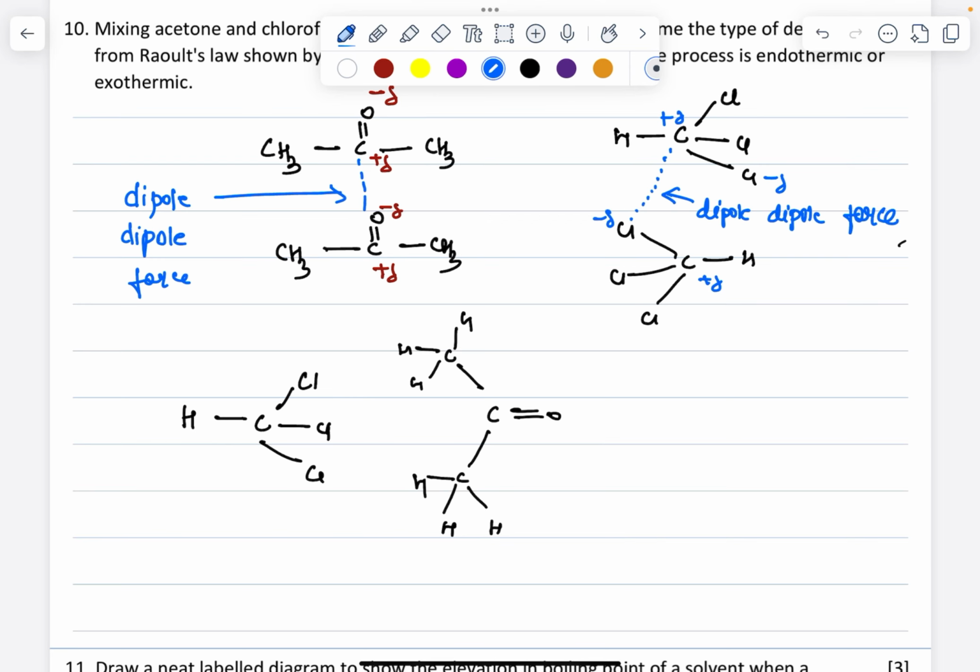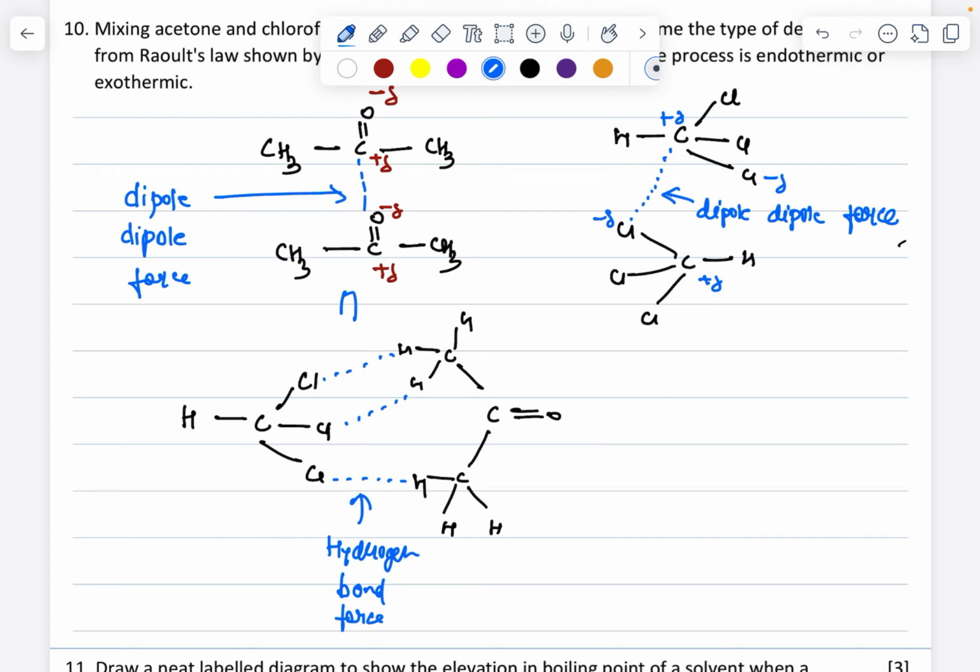So there is a new force which is formed over here. This force is known as a hydrogen bond force. So hydrogen bond force means what? The new force is stronger than the earlier one, which is the dipole force.